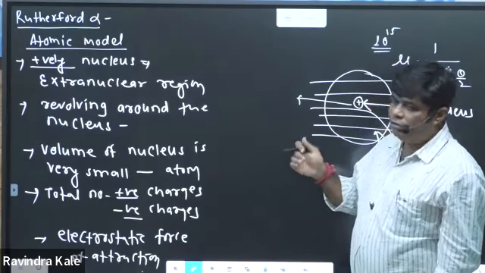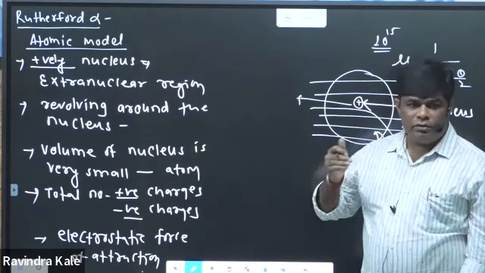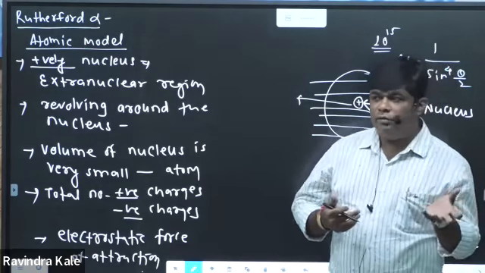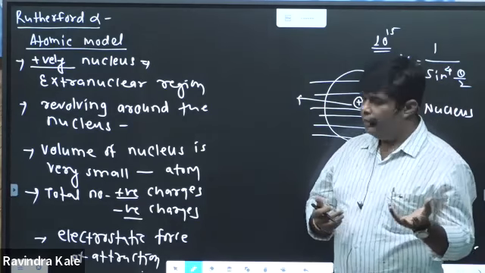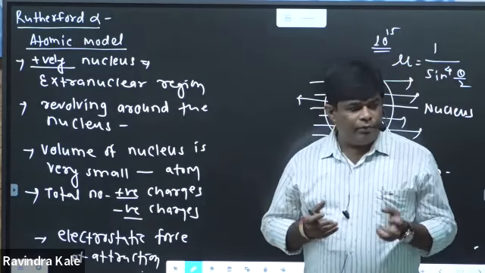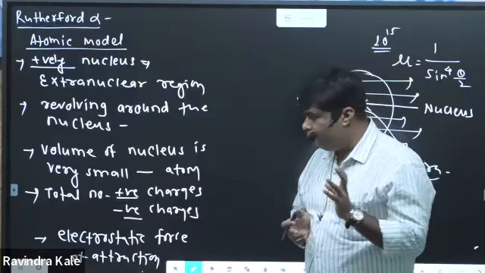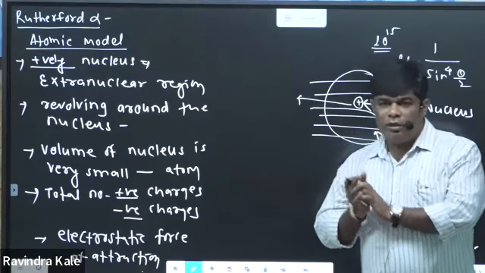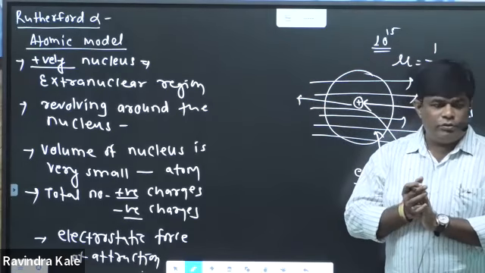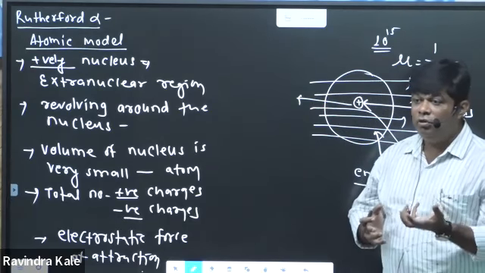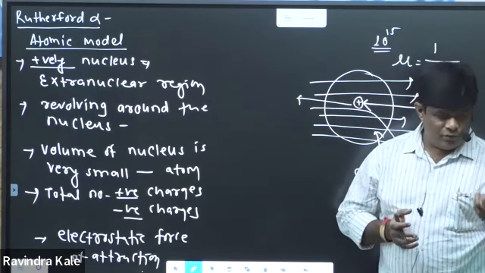Electrons are continuously revolving around the nucleus, like a solar system, where planets revolve around the sun. The volume of the nucleus is very small as compared to the total volume of an atom. In a neutral atom, the total number of positive charges is equal to the total number of negative charges, and hence the overall atom is electrically neutral.